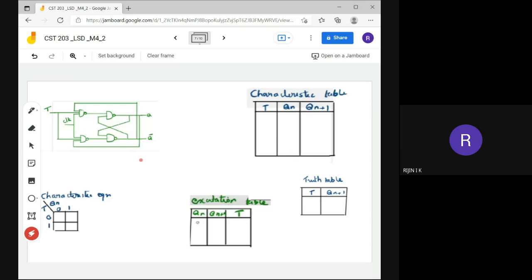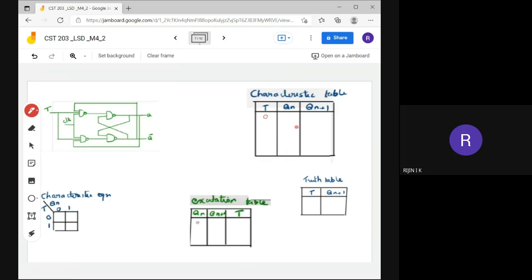First, we can find the characteristic table of this T flip-flop. How will we find it? We need to provide the input, and first assume the current state is 0, then next assume the current state is 1. In that situation, we need to find what the next state will be. So first, here I am giving an input 0.